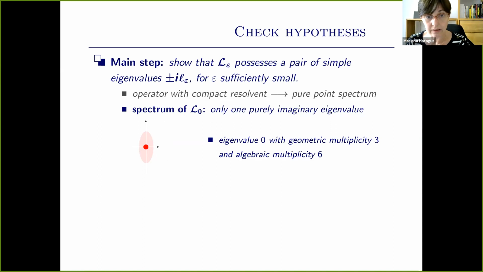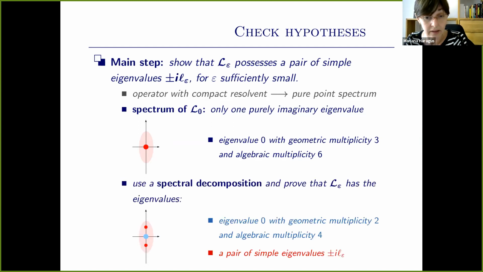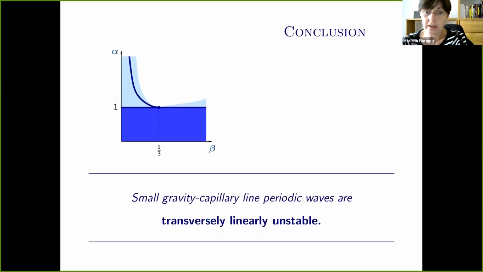But it turns out here that because of the different symmetries of the Euler equation, when we perturb this operator and we consider our linear problem, 4 of these eigenvalues will still stay in 0. And there are only 2 which move off the origin and they become purely imaginary. So this gives us precisely the pair of simple eigenvalues that we are looking for and proves then the main result, which is the transverse linear instability of these gravity capillary periodic waves in this region here.